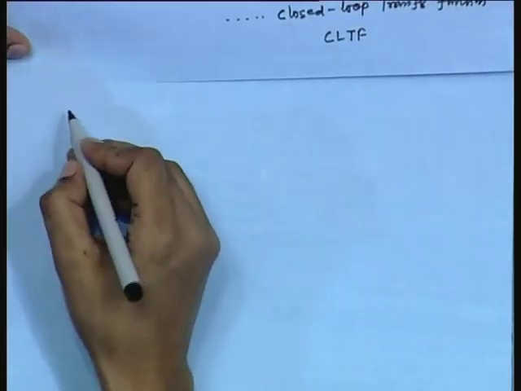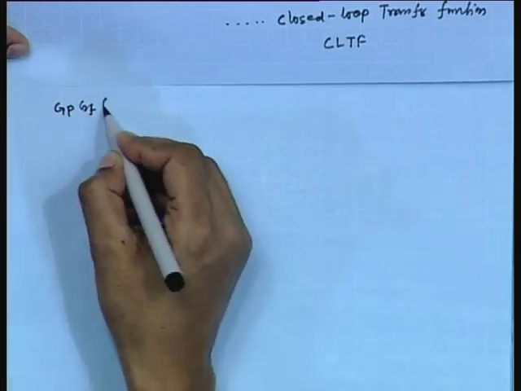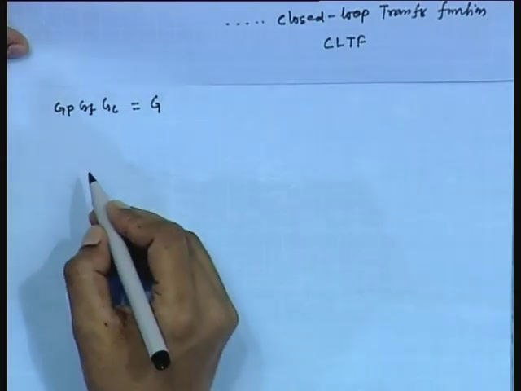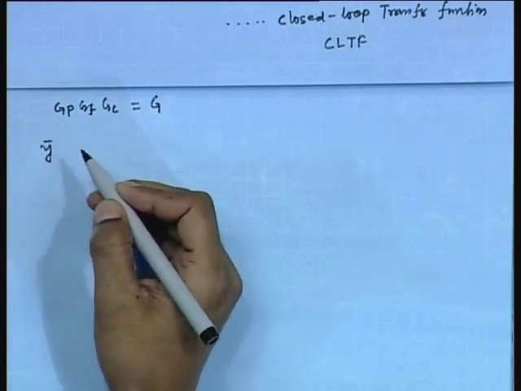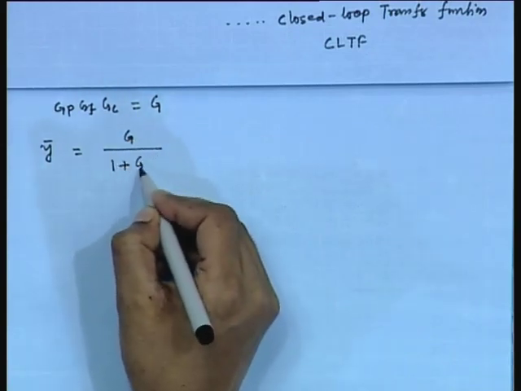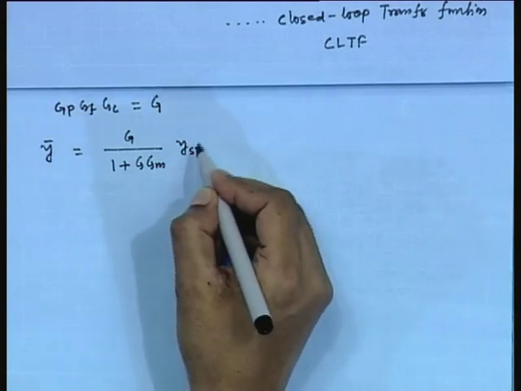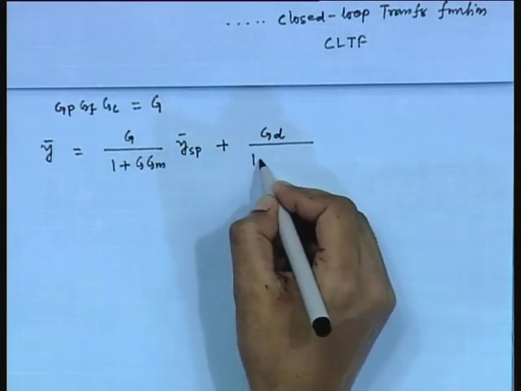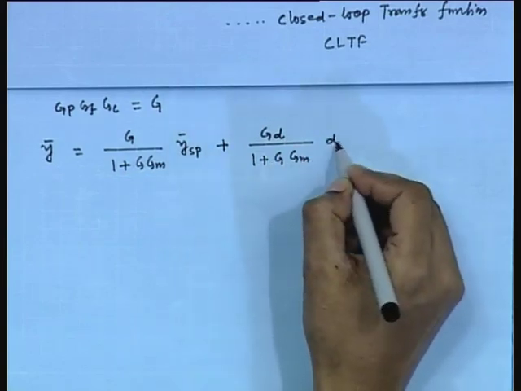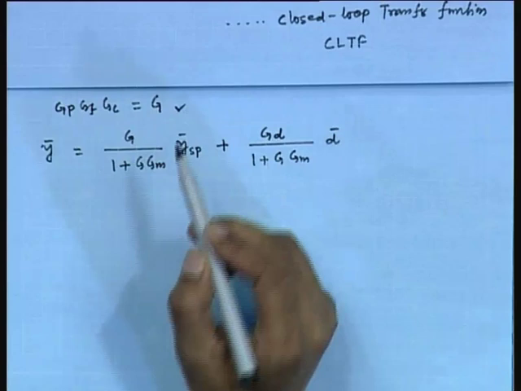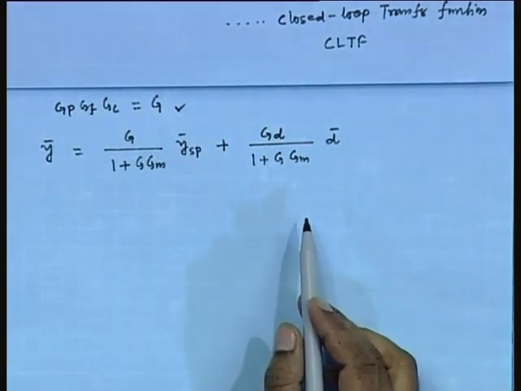Now, considering Gp Gf Gc equals G, we get the closed loop transfer function as y bar equals G divided by 1 plus G Gm, y set point bar, plus Gd divided by 1 plus G Gm, d bar. Considering Gp Gf Gc equals G, we get this form of closed loop transfer function.